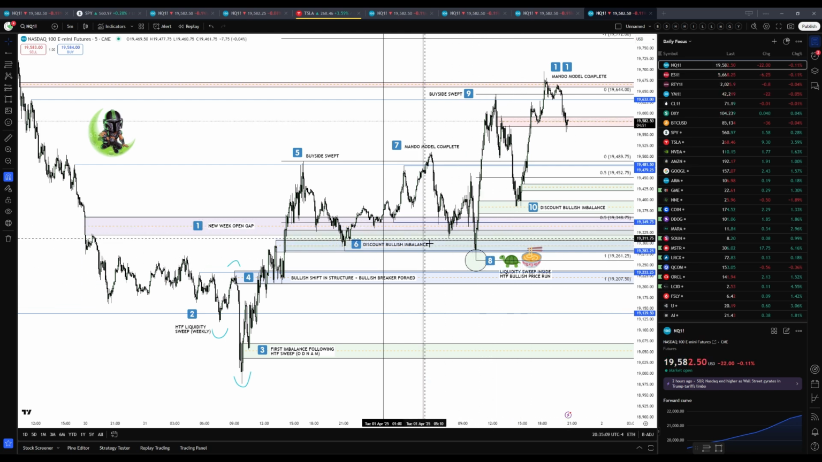Now, we can go into an idea with that in mind. And once we're proven, what's the proof? Urgency to move higher. What is showing us urgency to move higher? The first imbalance forming, right? That was the one that we talked about while we were live today. First imbalance shows us urgency to move higher. And that turned out to be an excellent price run. All right, so that's just the Nasdaq breakdown.